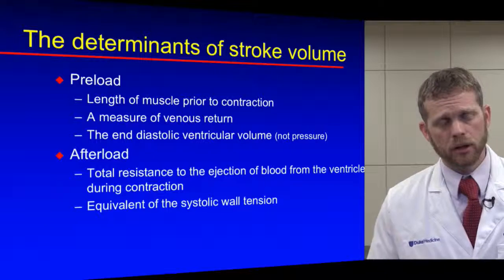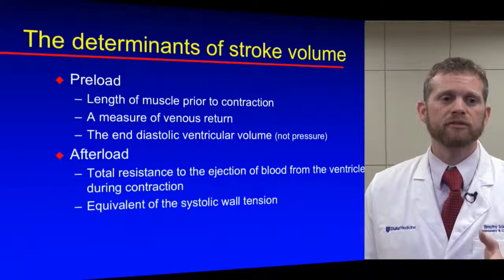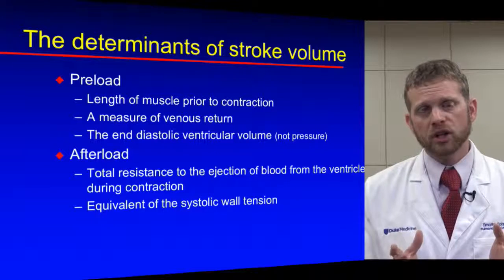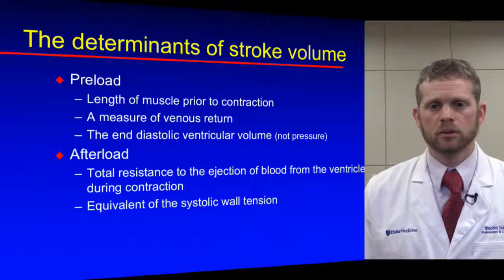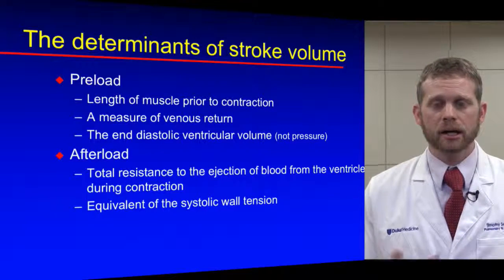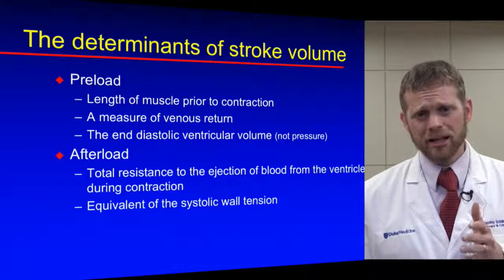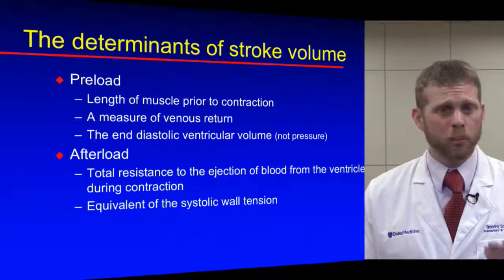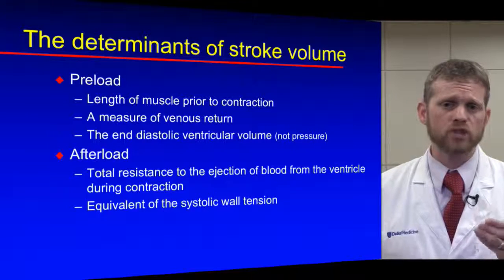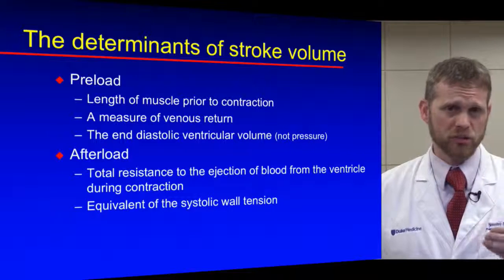So afterload is defined as the resistance to the ejection of blood from the ventricle during contraction. And it is pretty much the equivalent of systolic wall tension. When you have high afterload, especially in shock, that is going to put demands on the heart and decrease contractility. Some classic causes of excessive afterload include pulmonary embolism, aortic dissection, also conditions such as aortic stenosis and malignant hypertension can all lead to increased afterload, which will decrease contractility.